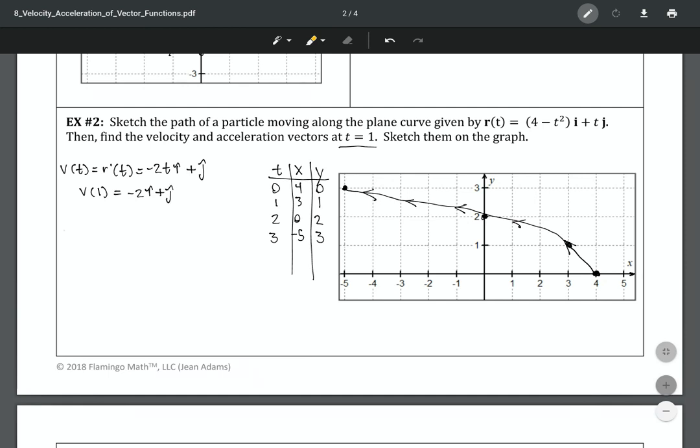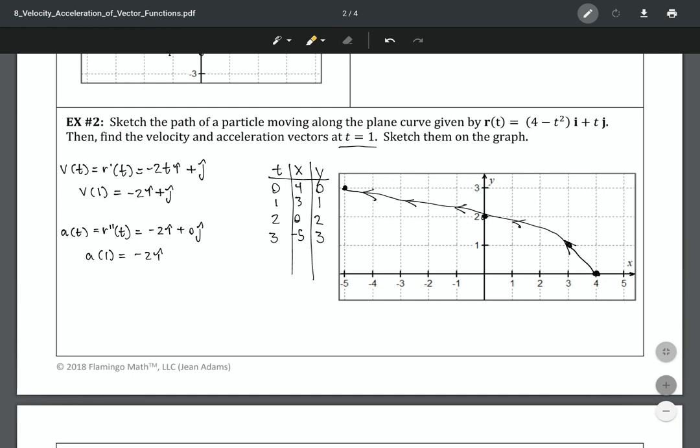All right, let's figure out acceleration. Remember, acceleration is the second derivative of function r. So the derivative of negative 2t is just negative 2i. The derivative of 1j is just 0j. Therefore, the acceleration at 1 is not going to change anything. That's going to be exactly the same vector here, which I can just write as negative 2i. So this is about the only part you have to be careful.